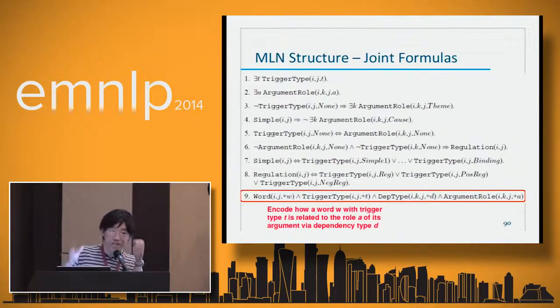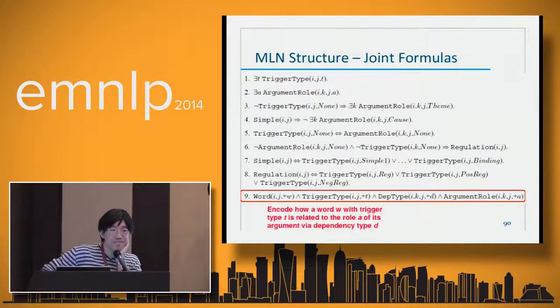Whereas in MLNs, you actually mess with the learning process. You learn the weights of these soft formulas, and so you are making changes not only in the output but also in the learning process. So I believe those are the 2 major differences between Markov logic networks and integer linear programming.